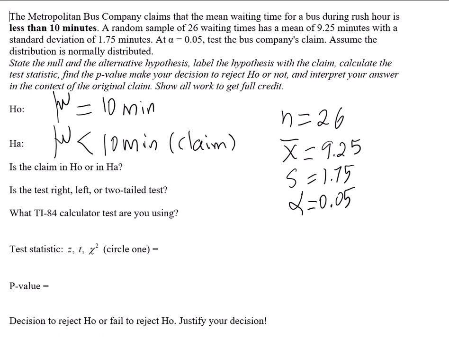So we've done the first step, which is stating the null and the alternative. Is the claim in H0 or H1? It is in H1. Is it a right, left, or two-tailed test? Because the sign is less than, this is a left-tailed test. What TI calculator test are we going to be using? We're going to be using the t-test.